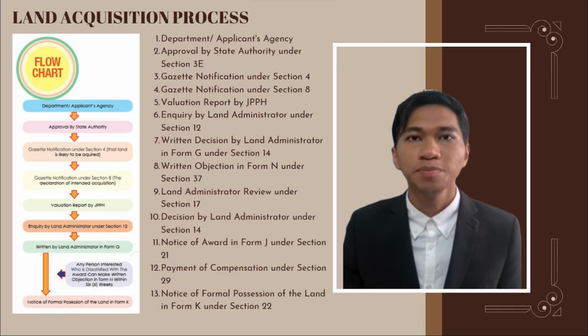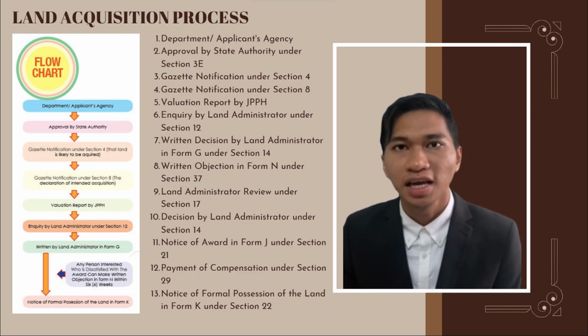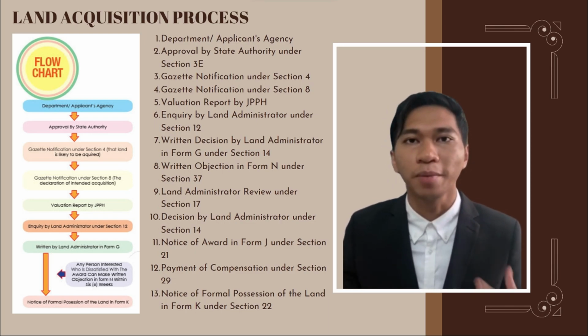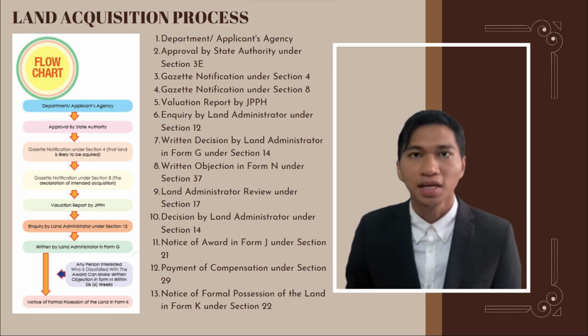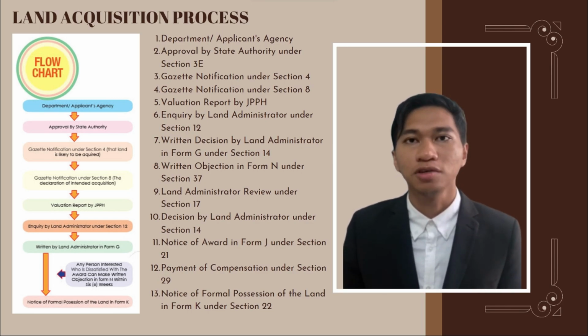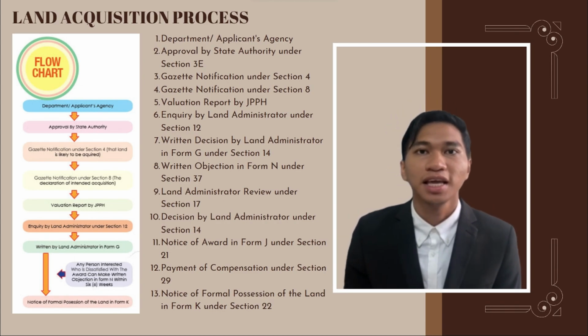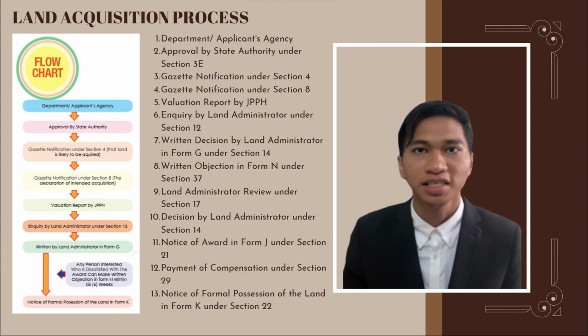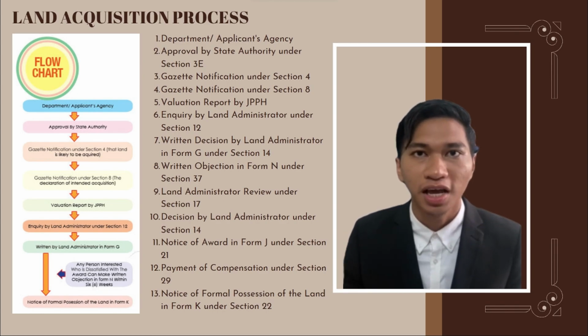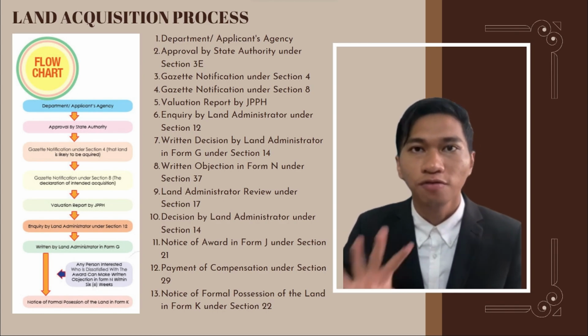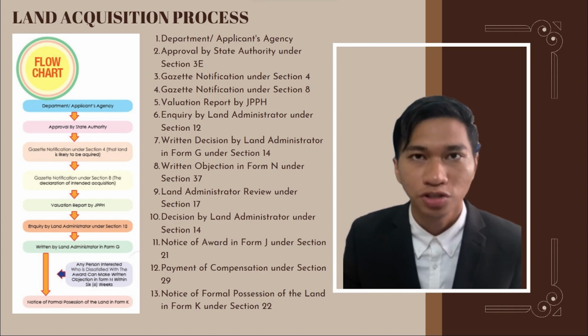Now I will briefly explain the process of acquisition. First, the department or applicant's agency identifies the need for land for public purposes or development projects. Second, the proposed land acquisition plan is reviewed and approved by the state authority. Third, a Gazette notification is published under Section 4 of the Land Acquisition Act, followed by Section 8. Fourth, JPPH will prepare a valuation report.